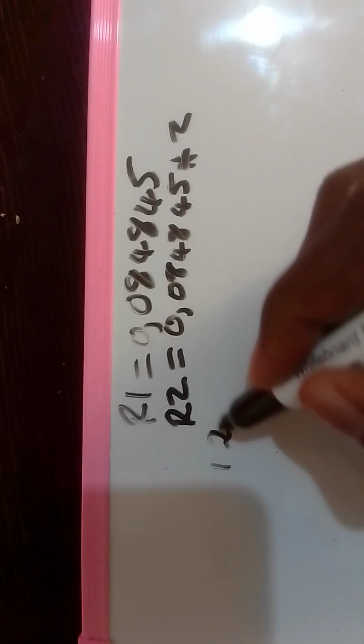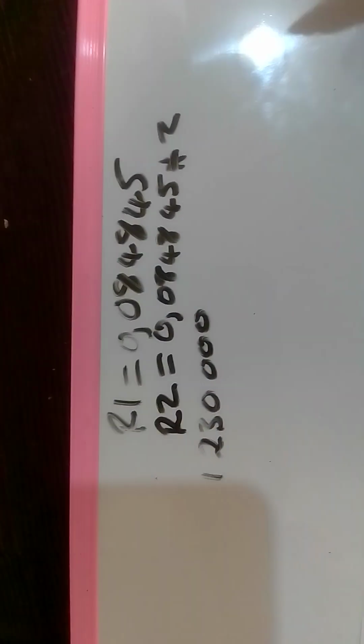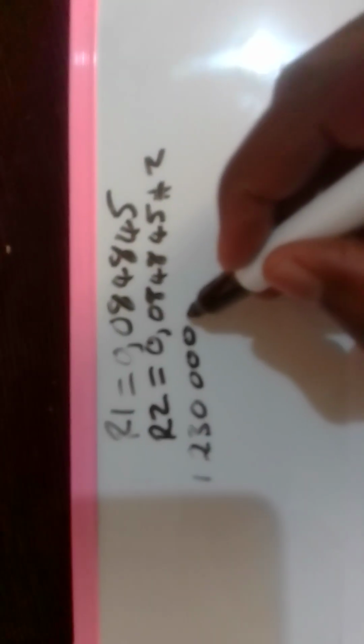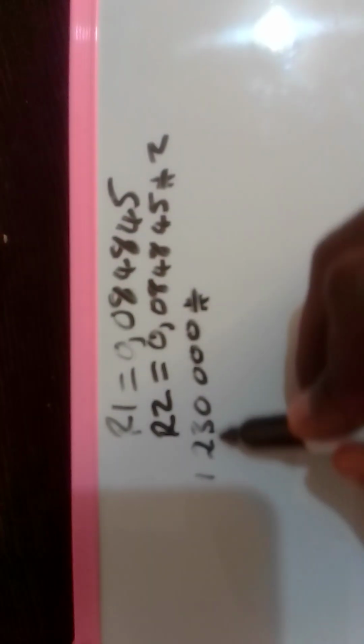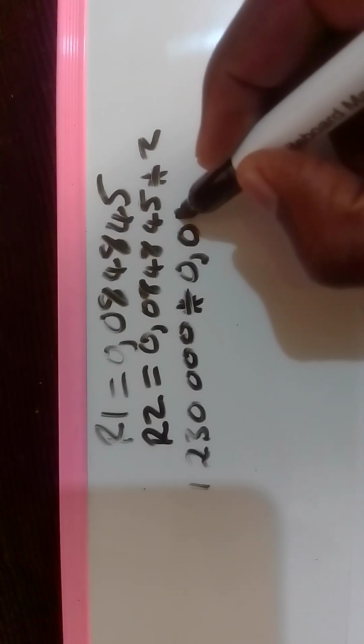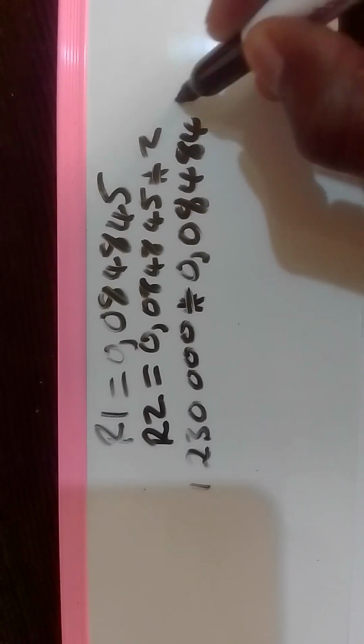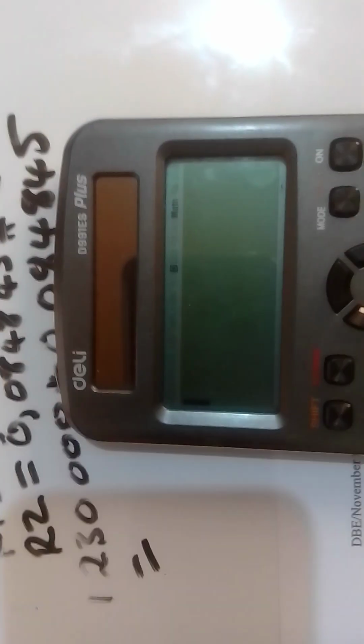Ryan is going to invest 1,230,000 in a Canadian company, which means that here we are going to multiply this 1,230,000 by 0,084845, and then we get the figure to say how many Canadian dollars he is going to buy. So there we go with our calculator.